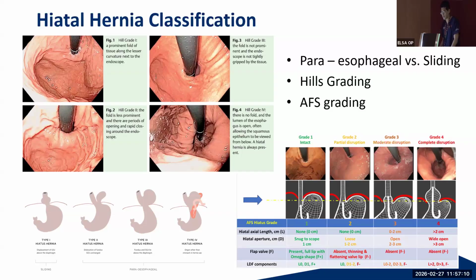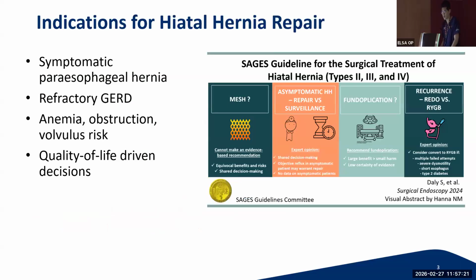Obviously the bigger hiatal hernias tend to be more symptomatic. Usually the grade 1s or the type 1 hiatal hernias generally do not require surgery, but it really depends on how symptomatic the patient is. If you follow the SAGES guidelines, the indications for hiatal hernia repair are unfortunately rather broad in the surgical literature, but the consensus we generally have is that symptomatic paraesophageal hernias should be repaired. Patients with refractory GERD should also consider surgery.